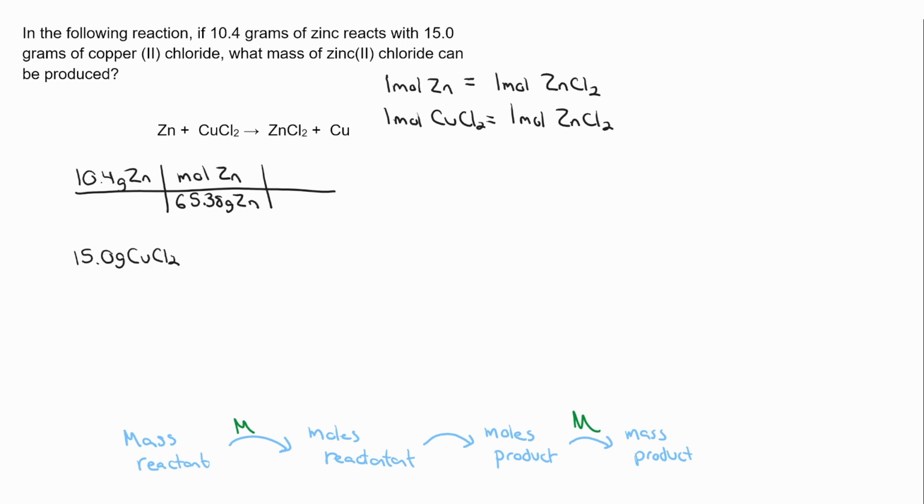The reason why I put the molar mass on the bottom in our table is because of how the units will cancel out, where our grams of zinc will cancel out, and now we're left with moles of zinc. So that's why you put your molar mass in the bottom of this table.